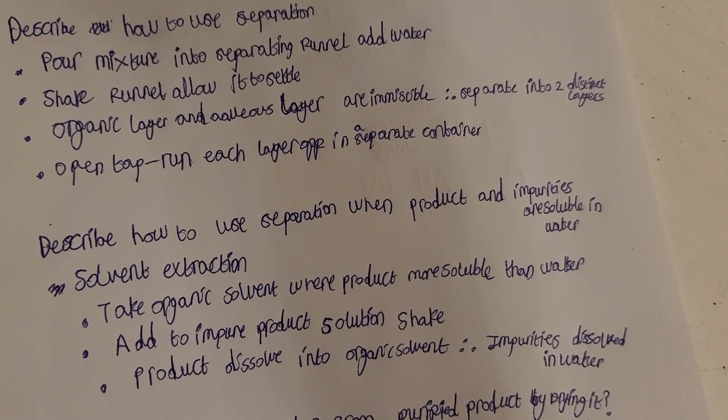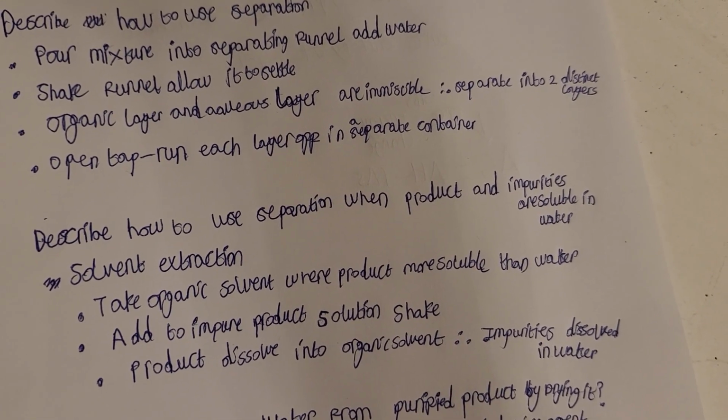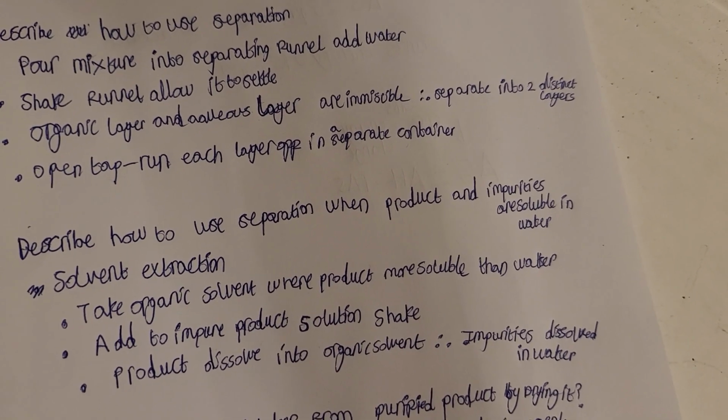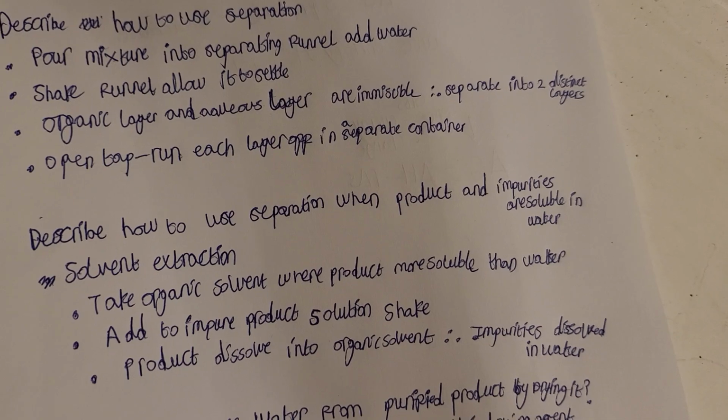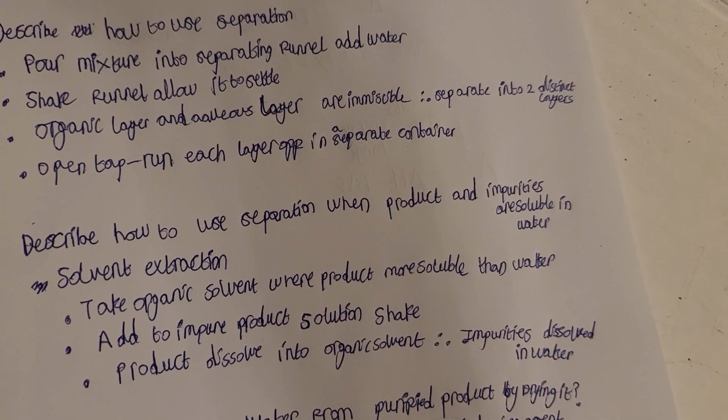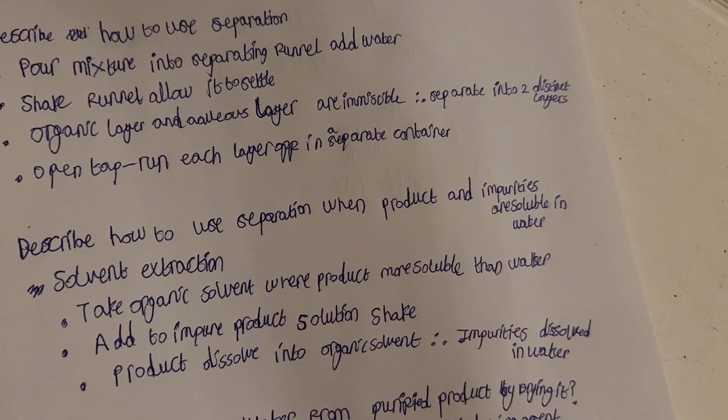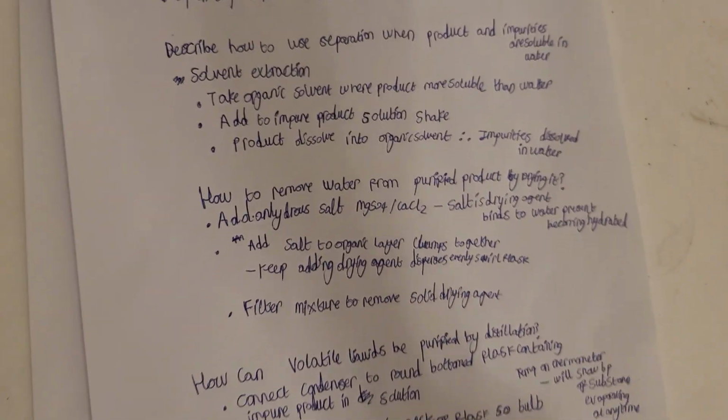You want to add it to the impure product solution. So take an organic solvent where the product is more soluble than in water, add it to the impure product solution, shake it, and therefore the product will dissolve into this organic solvent, and the impurities will remain dissolved in the water.